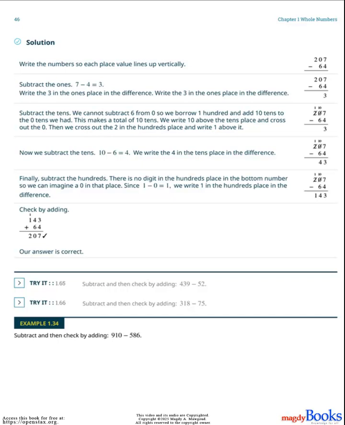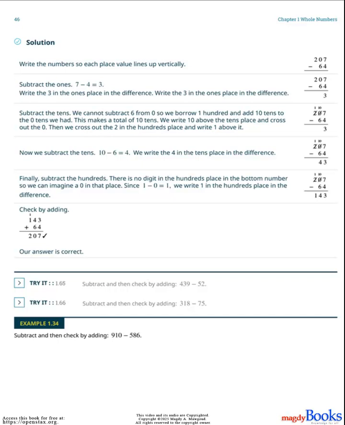2.3. Finally, subtract the hundreds. There is no digit in the hundreds place in the bottom number, so we can imagine a 0 in that place. Since 1 minus 0 equals 1, we write 1 in the hundreds place in the difference. The result is 143.